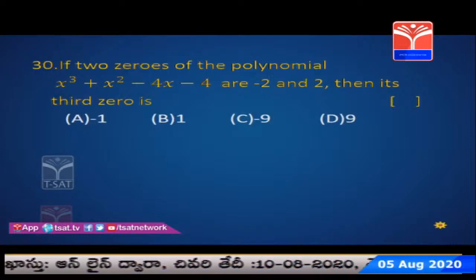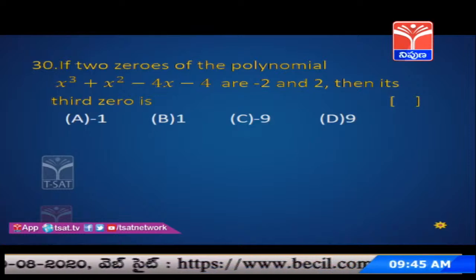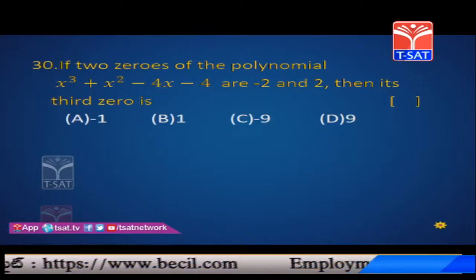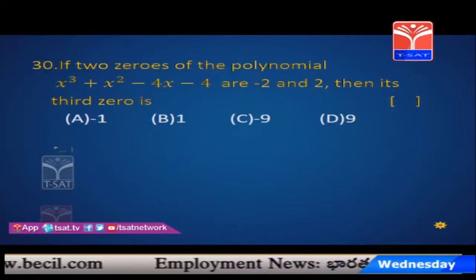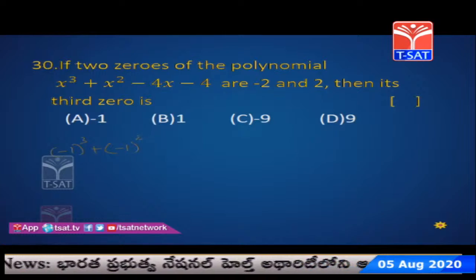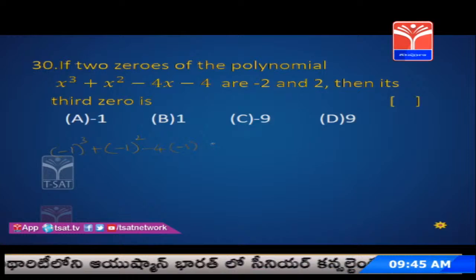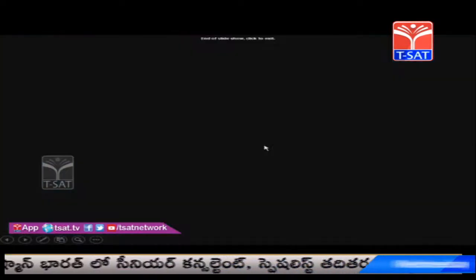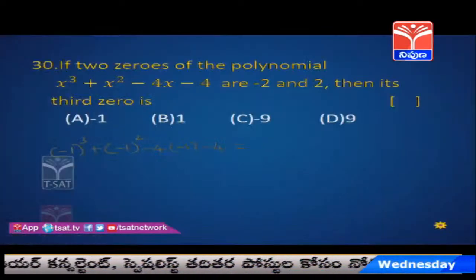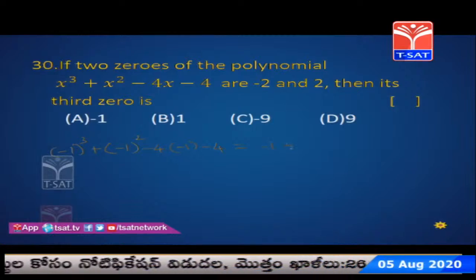Then the third zero we had to find out. Either you go directly from the options: if you write minus 1 in place of x, you can check what you will get.